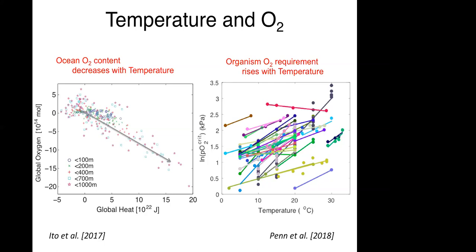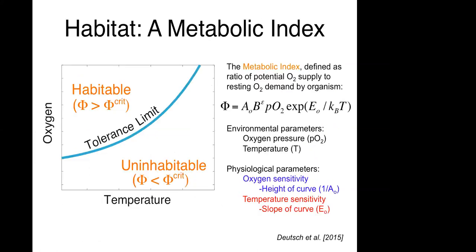And what that means is there's a declining supply from the ocean and an increasing demand from the organism. And if the supply and demand no longer balance, then we've got a loss of viable habitat for a population. So a very simple way of making those qualitative statements more quantitative is shown here on the left. It's just a kind of cartoon of the type of curve that typically defines the boundary between habitable water and uninhabitable water in temperature and oxygen space.